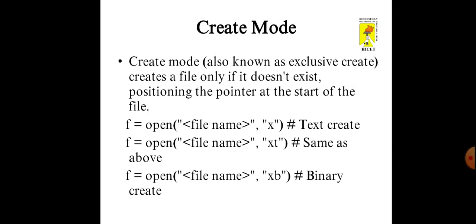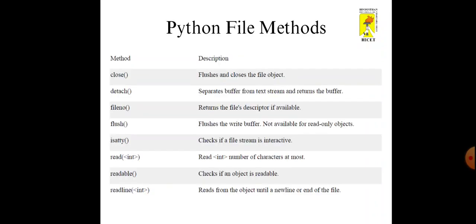The next mode is create mode. Create mode is exclusively for creating files if they do not exist, positioning the pointer at the start of the file. In appending, the pointer will be at the end of the file; for creating a file in create mode, the pointer is at the start. f is equal to open file name, x. It creates a text file. For creating a binary file, it should be xb. So these are the different file modes.